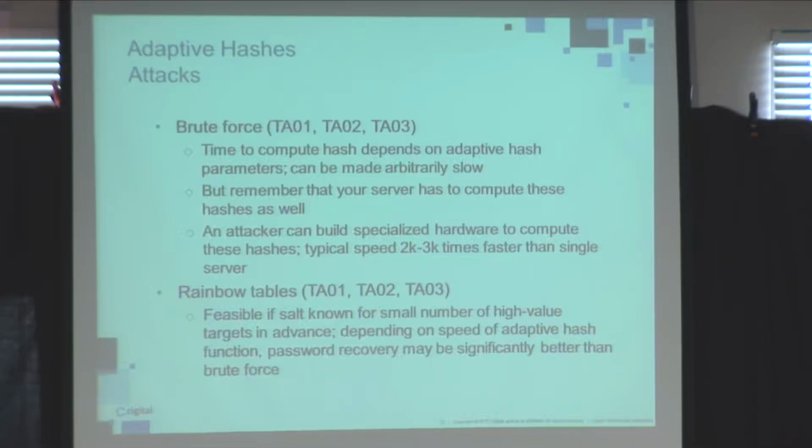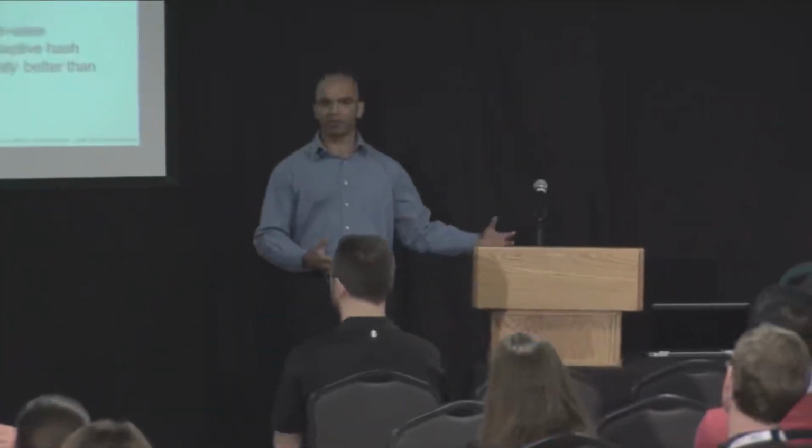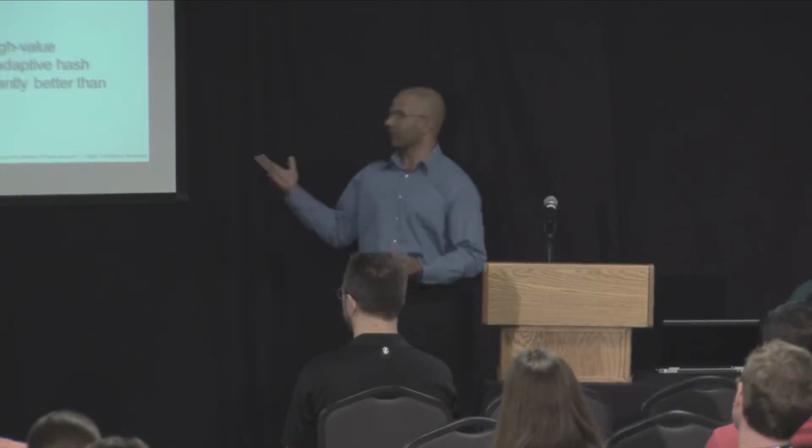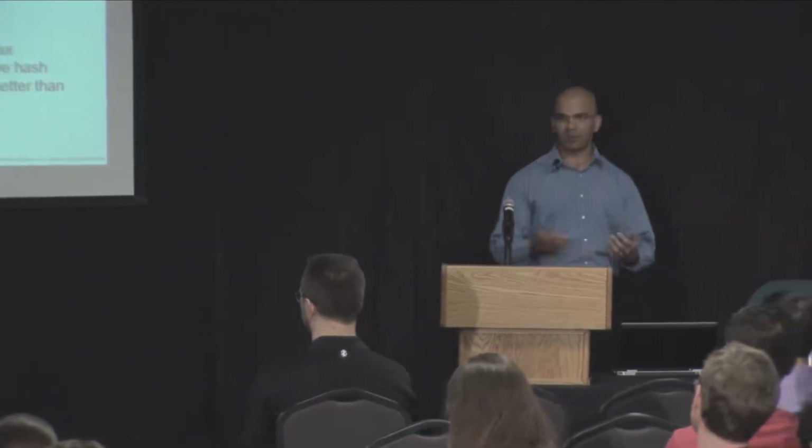In terms of rainbow tables, again, just like with salted hashes, if you happen to know the salt for your targets in advance, you can compute these in advance. And in this particular case, you might actually get a significant advantage over brute force because you're doing all the slow hashing work before the table gets compromised. And once the password table is compromised, then it's much, much faster. So in this case, the attacker might actually want to build some rainbow tables for some high-value accounts, for example, for your admin account, if he can get the salt in advance.